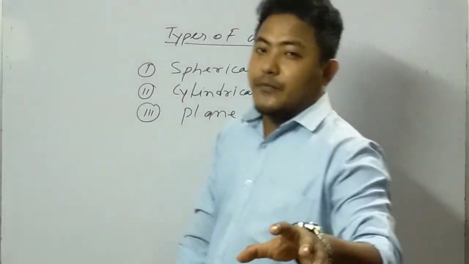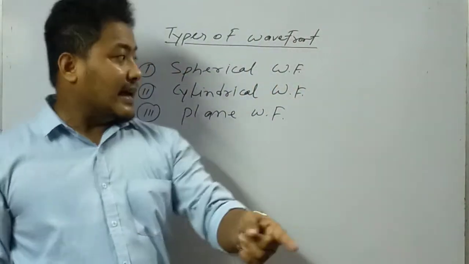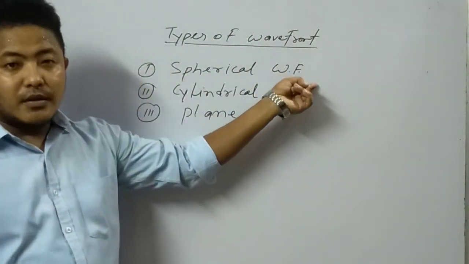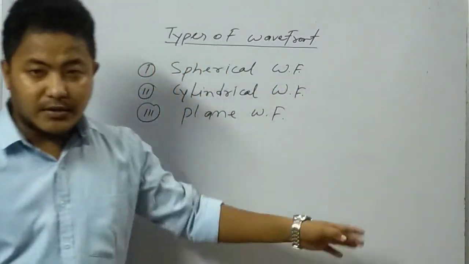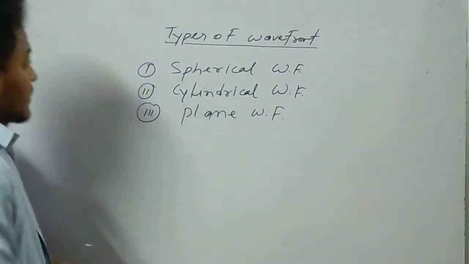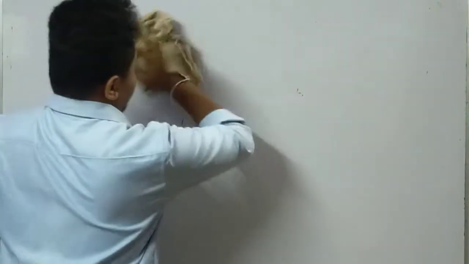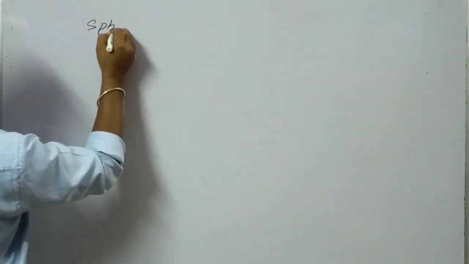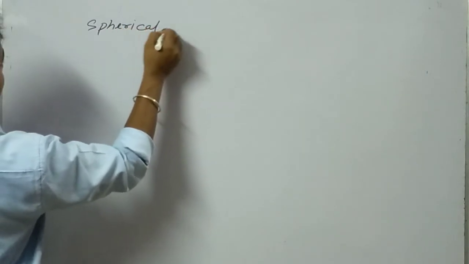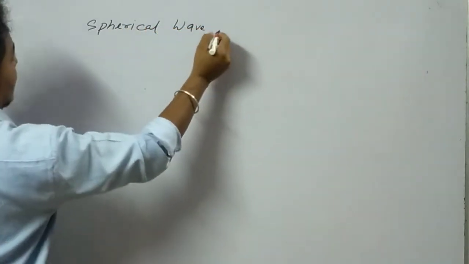Now, how are these wavefronts produced? How can we get a spherical wavefront? How can we get a cylindrical wavefront? Or how can we get a plane wavefront? We will discuss that now. You first write spherical wavefront. Let us discuss first about the spherical wavefront.